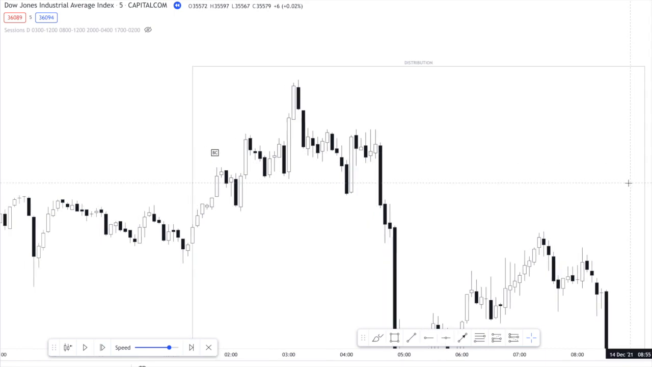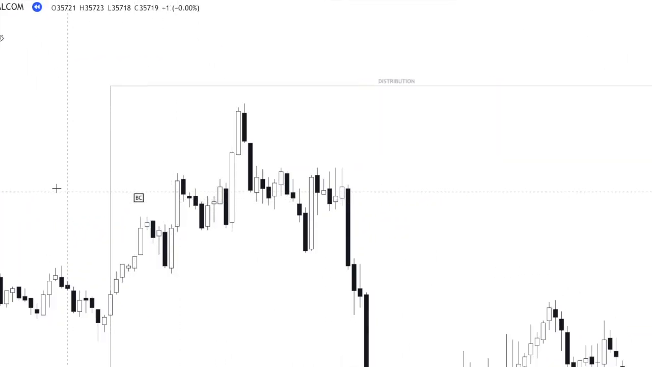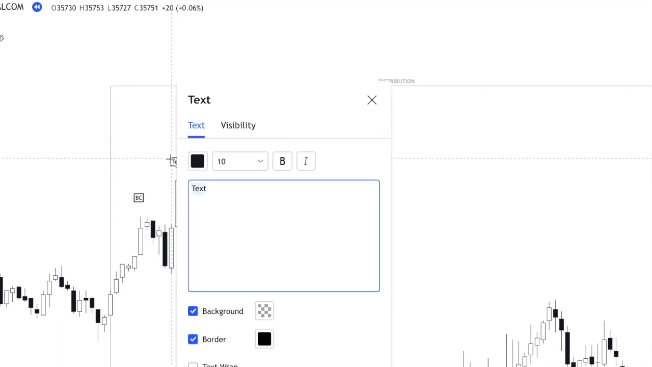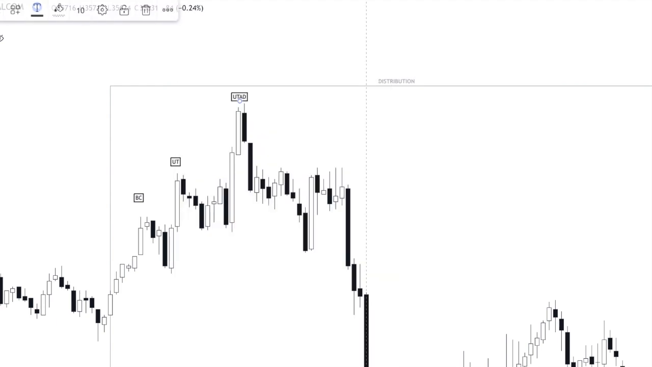So let's get started. So first, clearly I had these 3 drives. So naturally, these 3 drives, I would label them a buying climax, a UT, and UTAD. So if those are my buying climax, UT and UTAD, well then this would be my trading range.